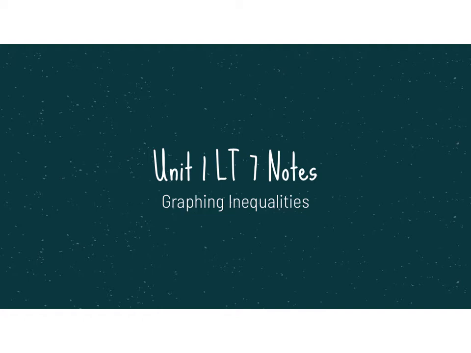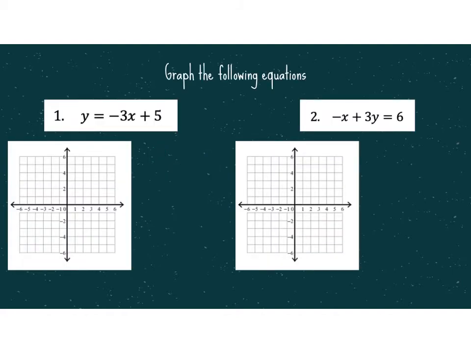In Learning Target 6, we were working on graphing equations. We're going to start off with a little review of that and just refresh our memory. When we are graphing equations, the first thing we want to do is make sure that the equation is in slope-intercept form. See that y is by itself, which in number 1 it is. Then the next thing we would do is look for the slope and the y-intercept.